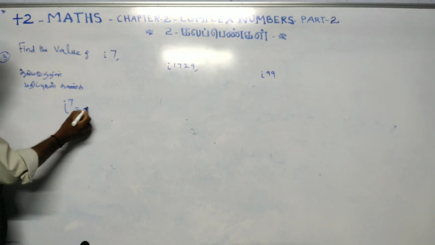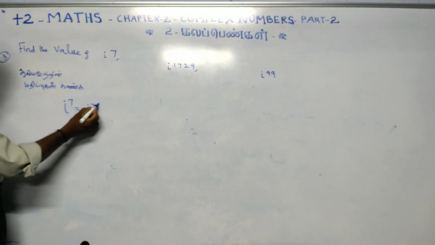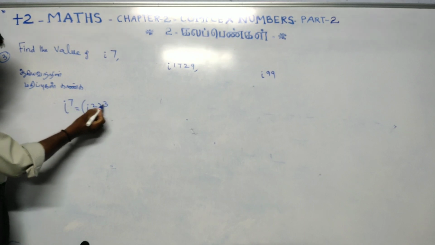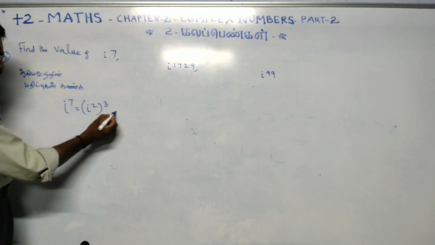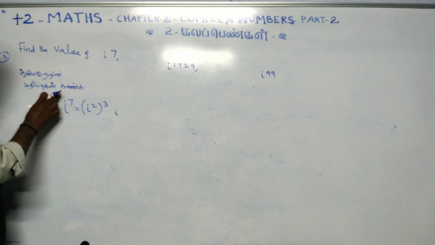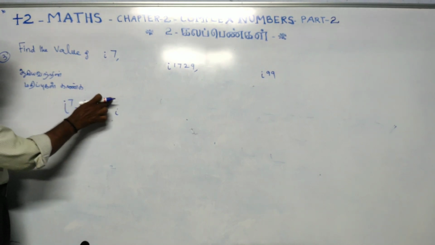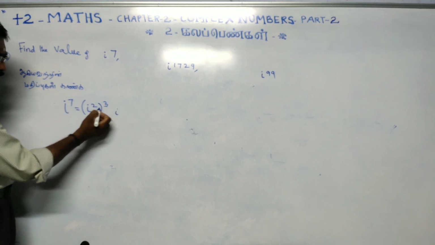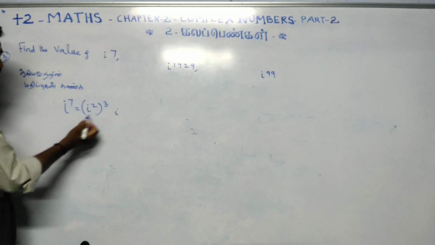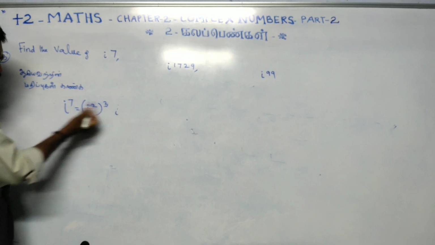How can we write this? (i square) power 3. 2 into 3 means 6. We need i. i power 7 equal to (i square) power 3 into i. 2 into 3, 6, into i. When we multiply the terms, we add the powers. 6 plus 1 is 7.